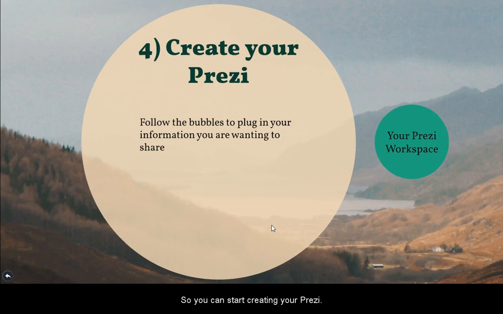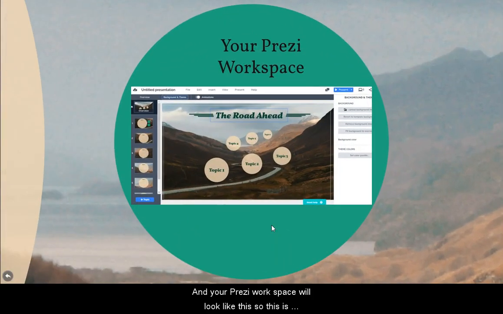So you can start creating your Prezi. It's pretty easy. For this one, you just follow your bubbles and plug in the information that you want to share, and you can put in the text. You can insert pictures and video, so it's very multimedia that way. And your Prezi workspace will look like this. So this is your main Prezi, and then over here you have the different topics, and you even get subtopics, and you can always add to it by pressing right here. It'll have add, and then you can also change the background, but I'll get into that a little bit later.